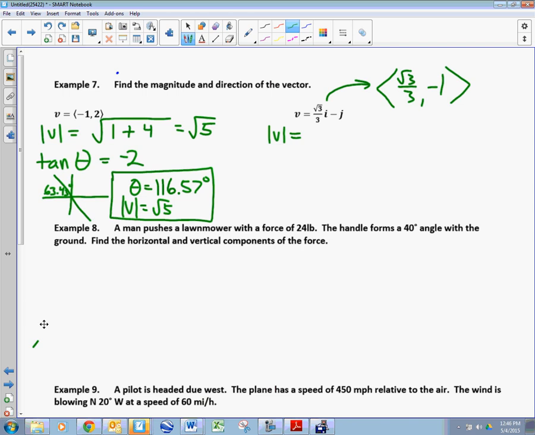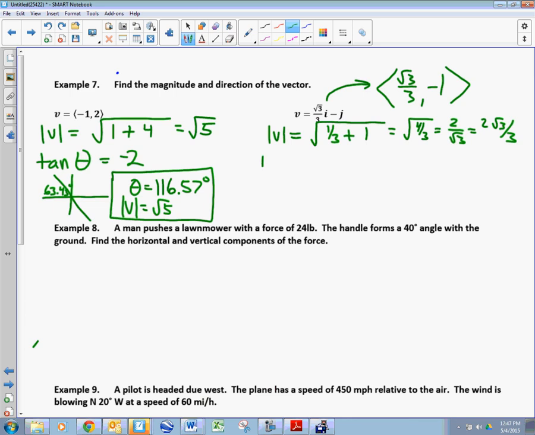So the magnitude of the vector is the square root of... plus 1. Yep, 2 over the root of 3. 2 roots of 3 over 3. That's your magnitude. And now we find the direction.